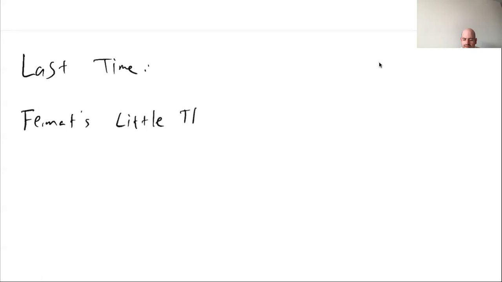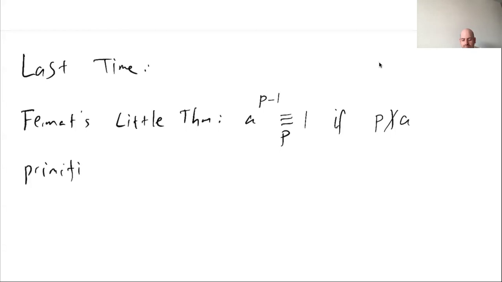Hello, everyone. So last time we were doing number theory and we looked at Fermat's little theorem, which was saying that a to the power p minus 1 is congruent to 1 mod p if, of course, p does not divide a and if p is a prime number. And we also looked at the concept of primitive root of unity.